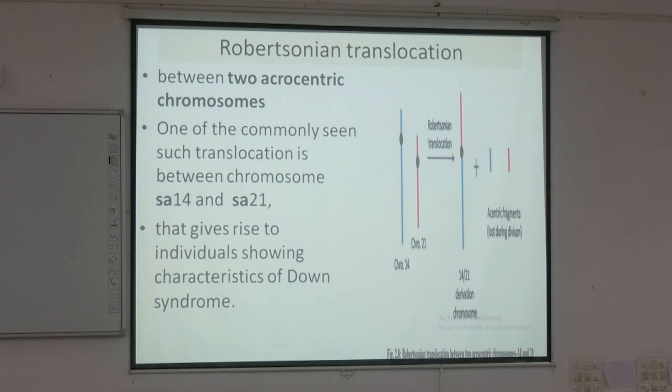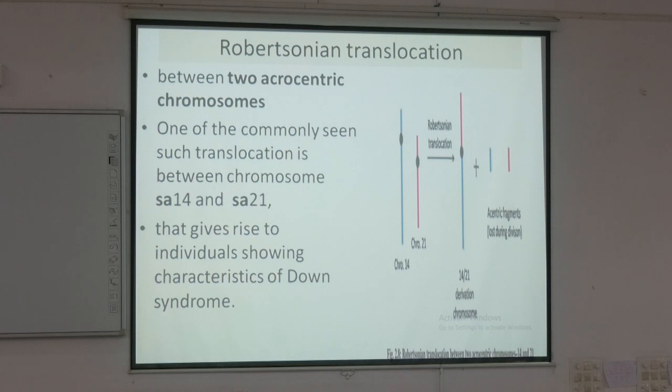Now we see that the short arms of these two and these two are moved out, snapped out. And what happens over here? The long arm of this particular chromosome, number blue, and the long arm of the chromosome number red, join together and make a new chromosome. And what happens to the small arms? They are fragmented out.